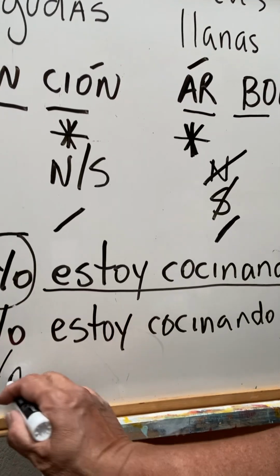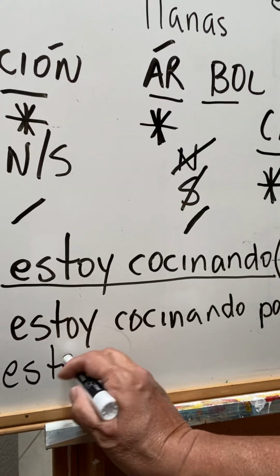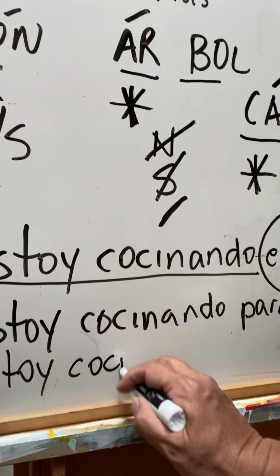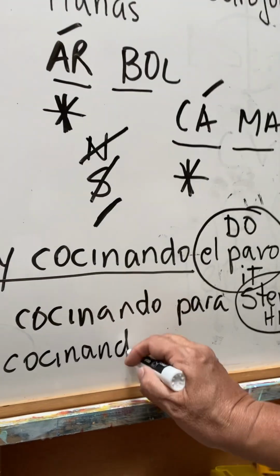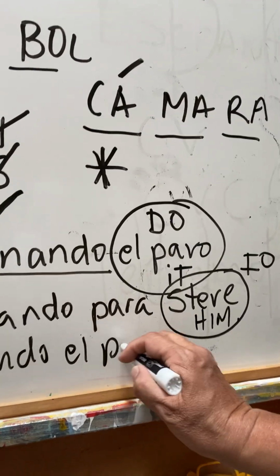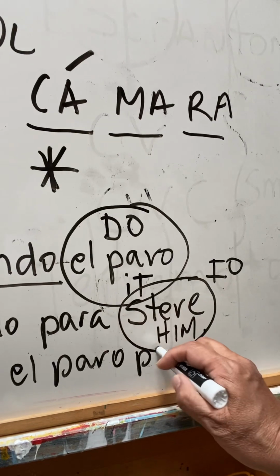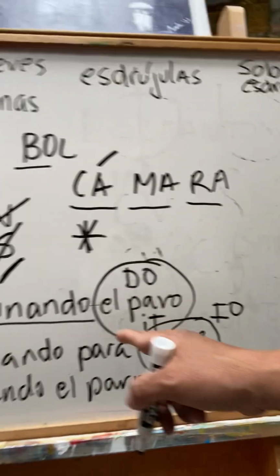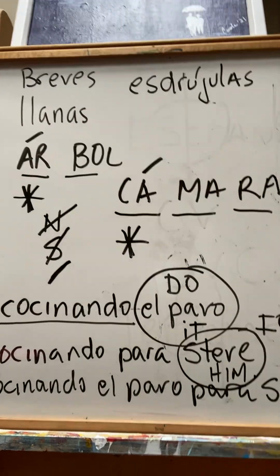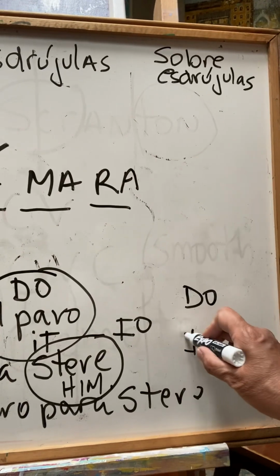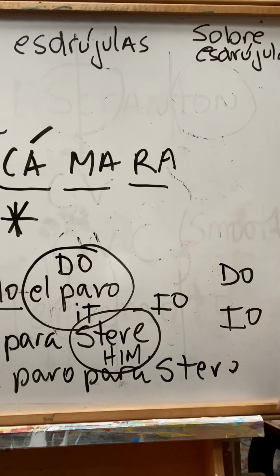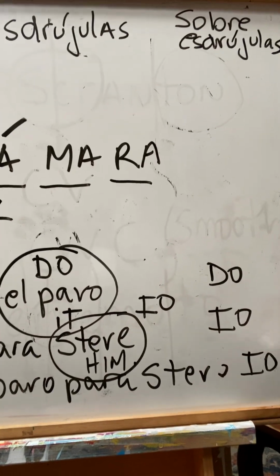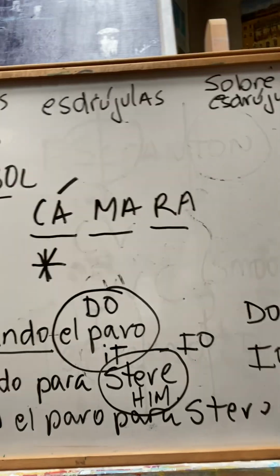And then the last sentence will be the combination of both. So you will say, yo estoy cocinando el pavo para Steve. So remember, in the first sentence, we only had the direct object. In the second sentence, only the indirect object. And in the third, we have both the indirect and direct object pronouns, okay?